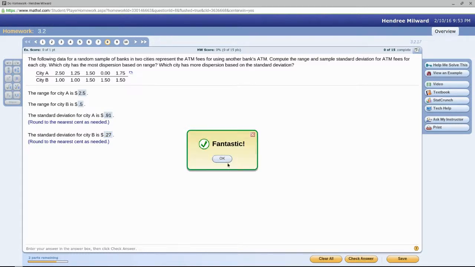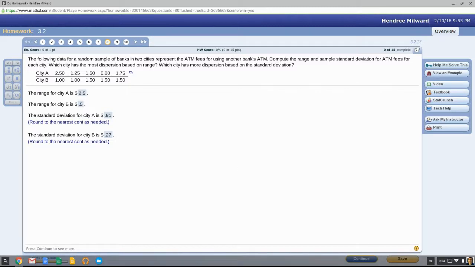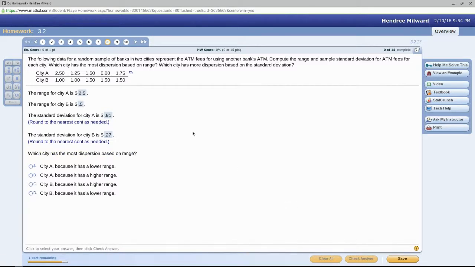Okay. And the last question, can I hit continue, I guess? Which city has the most dispersion based on range? So if we are measuring the dispersion with range, we would definitely say city A, because there's a higher range, right? City A because it has a higher range. It also has a higher standard deviation. So whether you're picking it based on range or standard deviation, you would still pick city A.